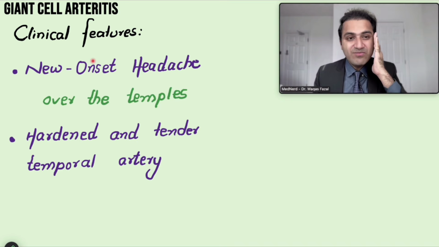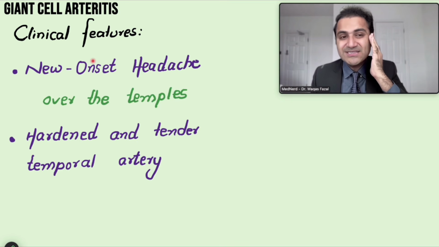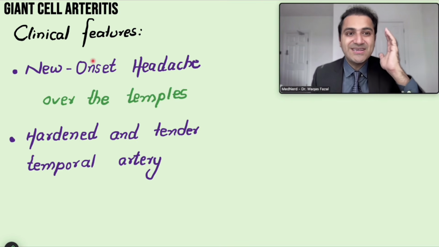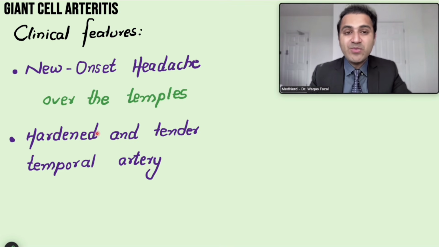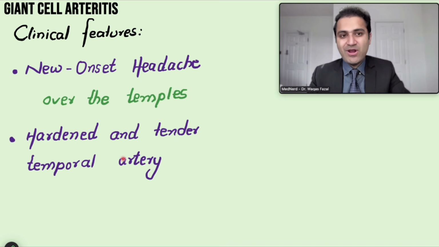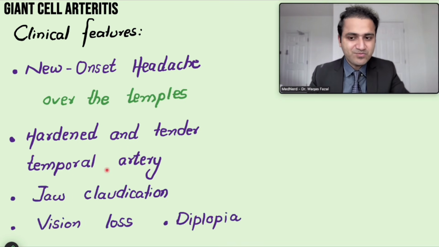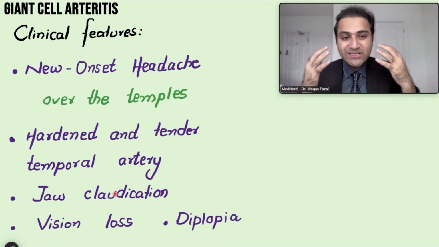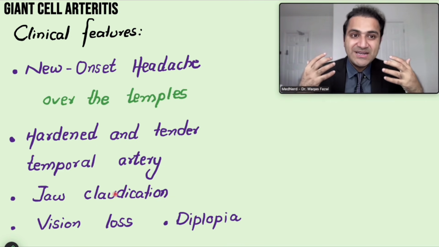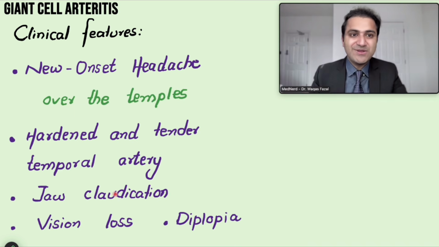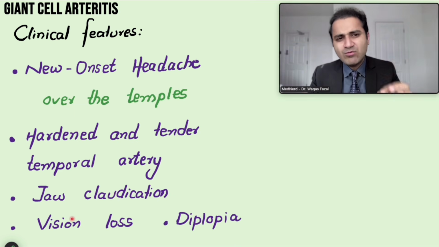This headache is over the temple region, and when you palpate the temple region, you will feel that this area is tender. The patient will experience pain when you touch it. And in some patients, you may be able to find a hardened and tender temporal artery. You may feel a cord-like thing over here. That is the tender artery. The patients will be experiencing jaw claudication. This is because when they start chewing, many of these muscles are supplied by these arteries, and when these arteries are inflamed and having vasculitis, these patients will experience jaw claudication. And the most dreadful complication of giant cell arteritis is vision loss.